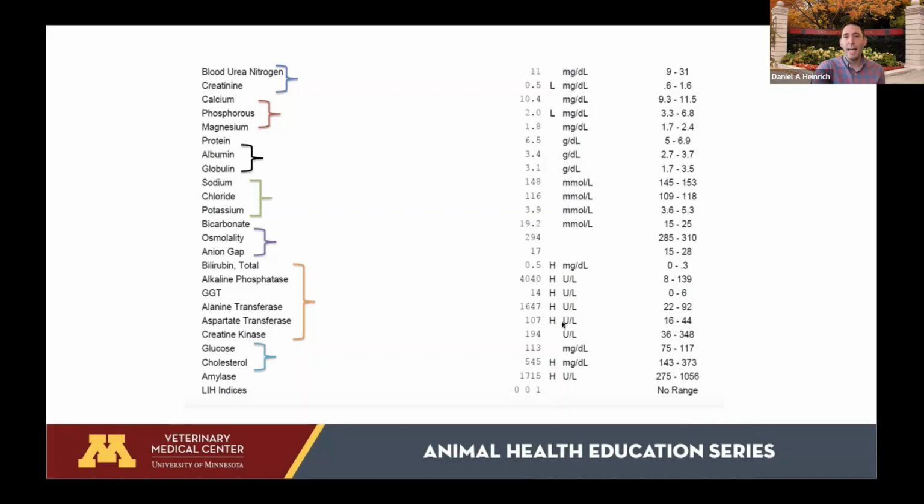We then give our result. So what is the animal's result? And then we have what, like Dr. Moore alluded to, is called our reference range or our reference interval. This is the range that we expect a healthy animal's number to fall in. And then we get the number for the patient. So this patient's number is 11. It's normal because it's within 9 to 31. This patient's value is 0.5 right here, which is low because it should be 0.6 to 1.6. So that's how we interpret blood results for our patients.